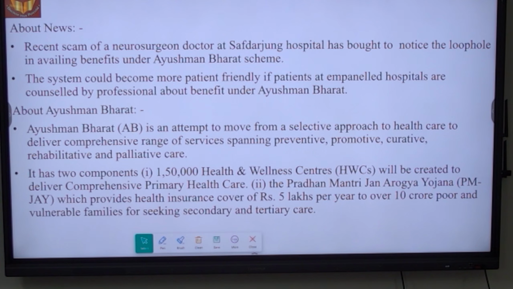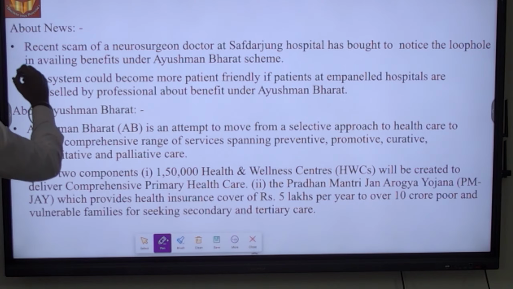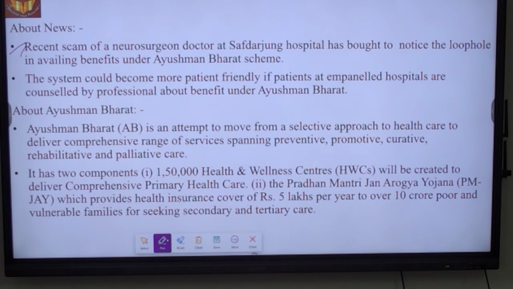Recently, in Safdarjung Hospital of New Delhi, a neurosurgeon was involved in a great scam. What is that scam? He was not informing the people who come from below the poverty line, or those at the marginal section of society, about their benefits under the Ayushman Bharat scheme.